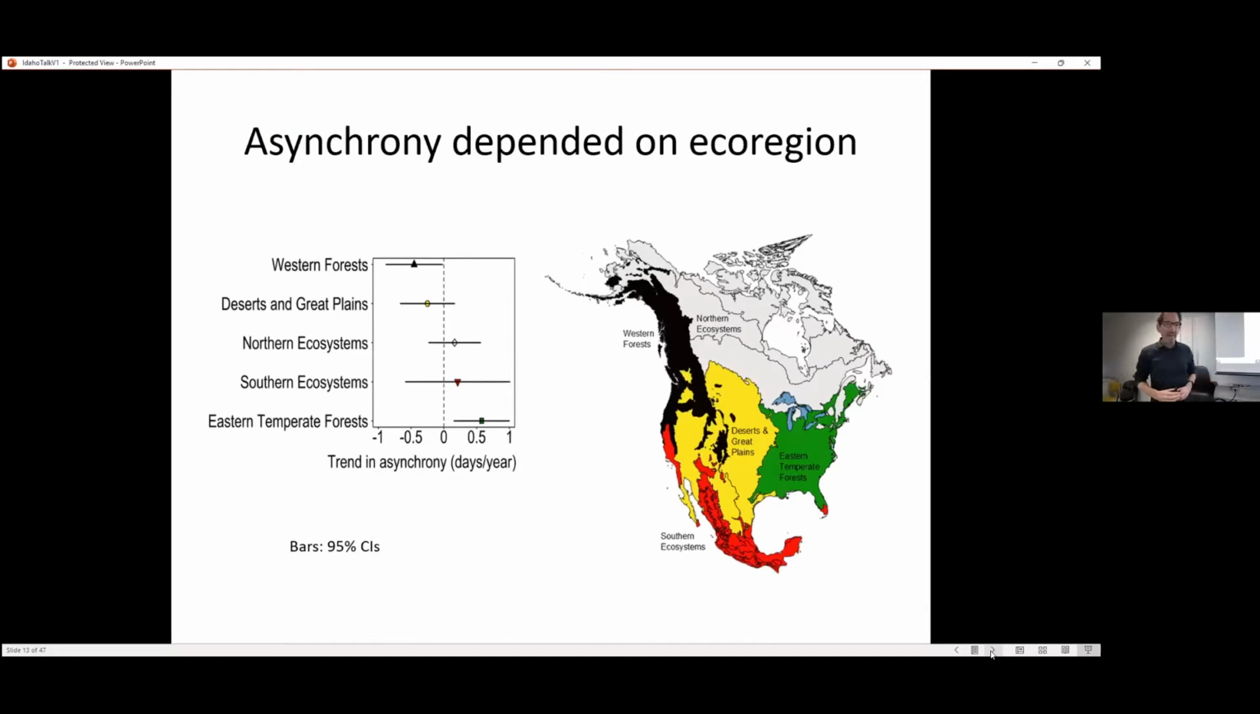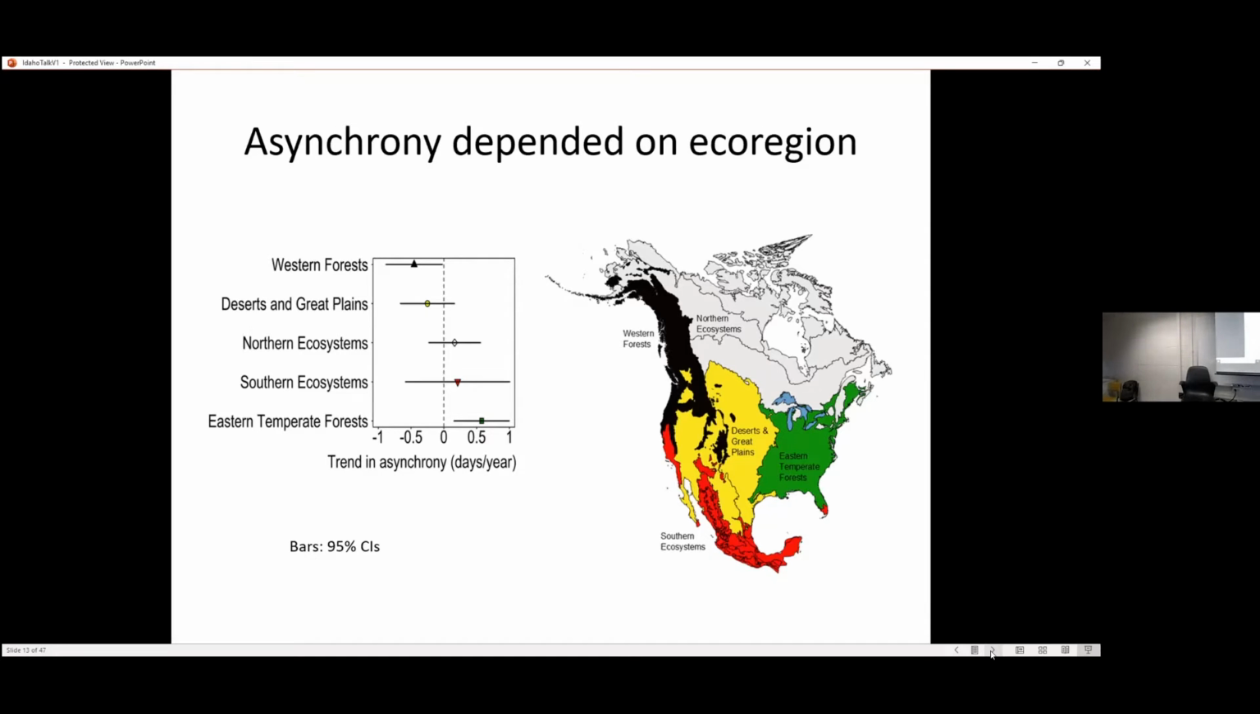And if you aggregate that into ecoregions and plot that out in B, you can see that there's a significant trend in eastern temperate forests for this positive asynchrony, and a weak but negative trend in western forests, right? So that's super fun, but what is missing here is really getting a handle on why.